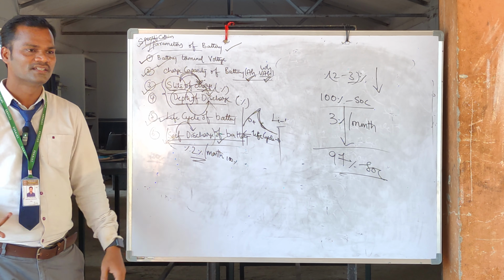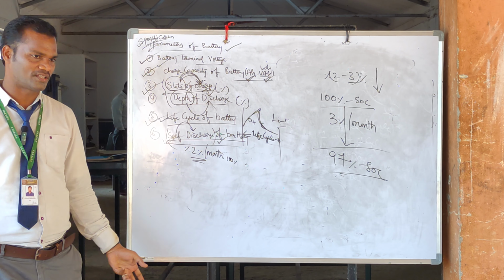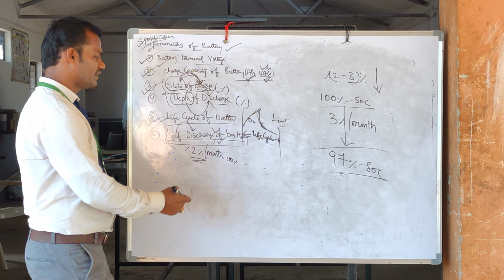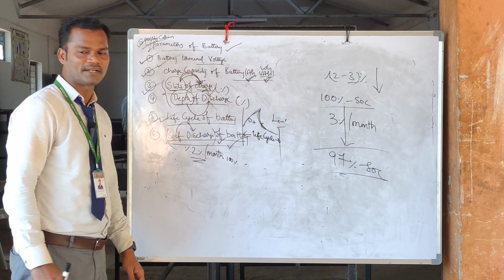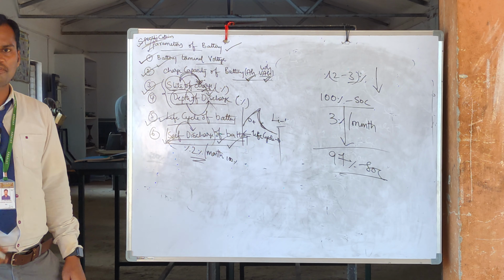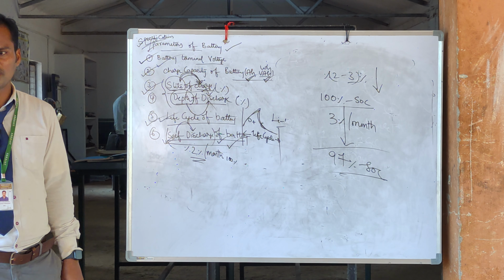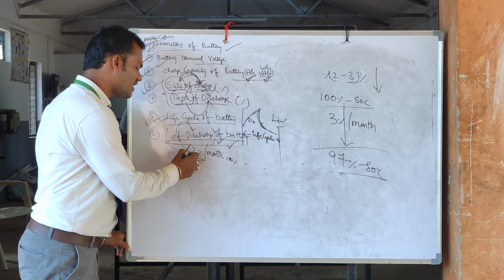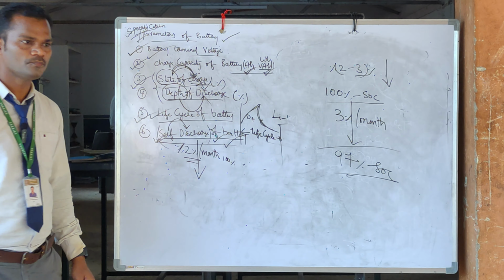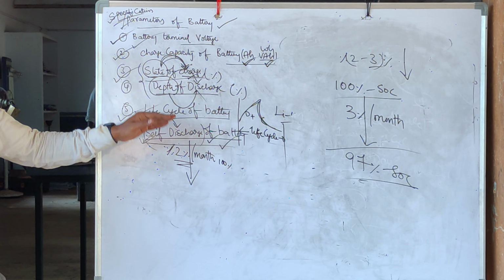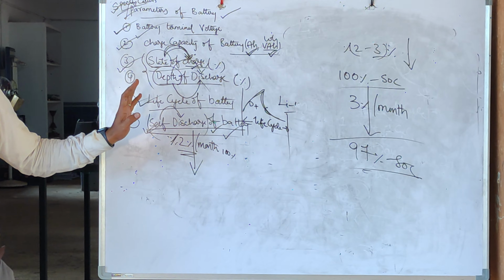If it's a cheap quality brand, they will give 800 or 600 life cycles depending upon the cost of the mobile phone. Next one, self-discharge rate of a battery. What is meant by self-discharge? If a phone is not used for a long time, automatically it will discharge on its own. Should this self-discharge rate be lower or higher? Lower. If the self-discharge rate is lower, then it's a good battery.